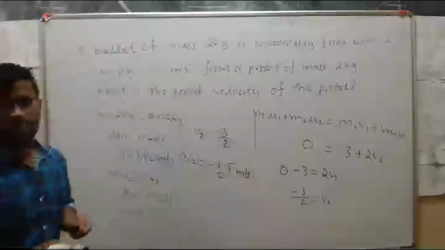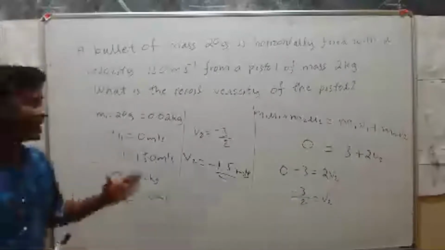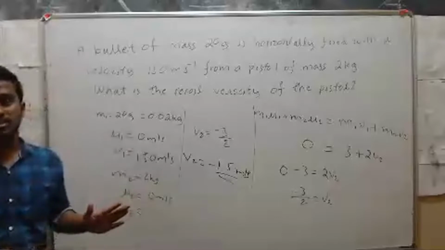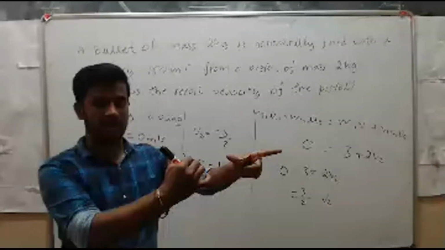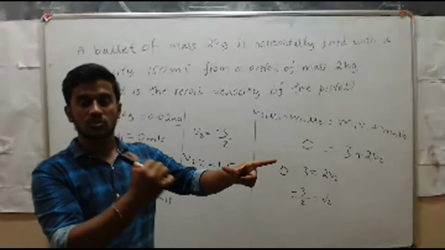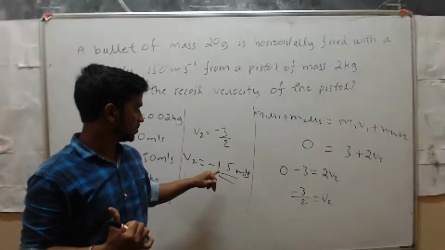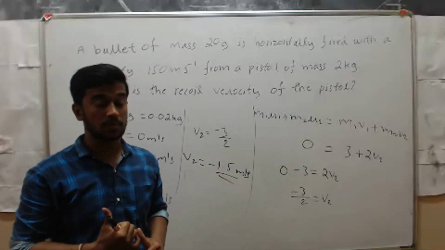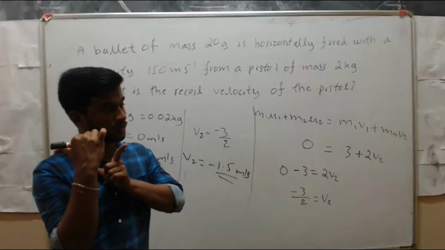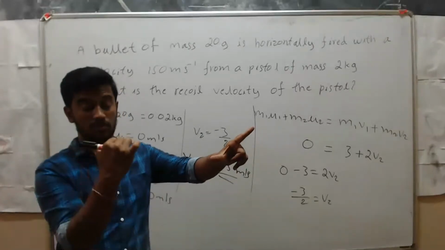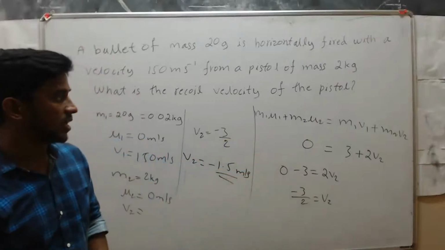Here we got a minus, right? This minus sign indicates that the bullet is moving in this direction and the pistol is moving in this direction, so it is in the opposite direction. The minus indicates that the pistol is moving in the opposite direction, because the bullet is moving in this direction, then the pistol moves in this direction. Clear?